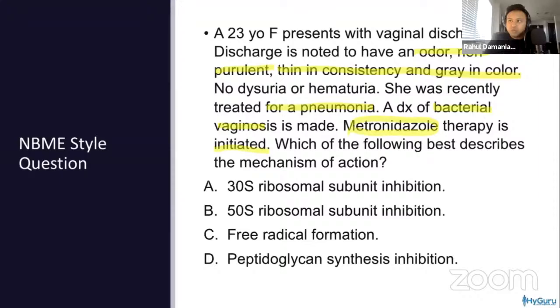Go ahead and put it in the chat. We have people already putting it in the chat, even while I'm reading it. That's amazing. You're absolutely correct. Metronidazole causes free radical formation.